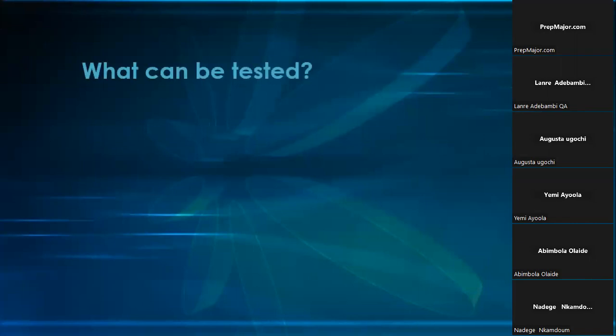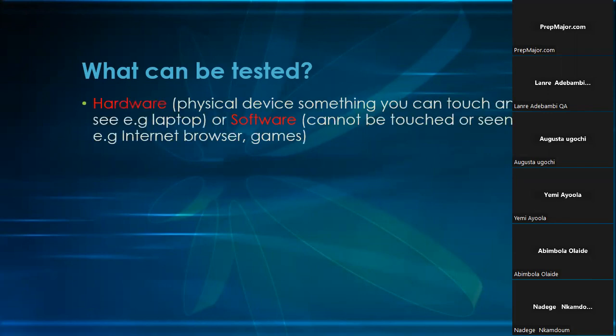What can be tested? What are the things that we can test? I've taken it outside, I've brought it inside, using normal items to describe testing, and I brought it back into IT. Now, what can be tested? Two things can be tested: hardware and software. Hardware is a physical device, something you can touch and see. An example, I'm sure some of you are listening to me on your laptop. That's hardware.